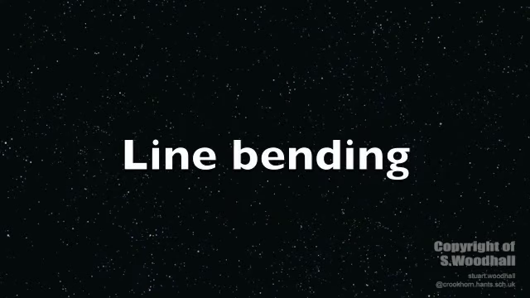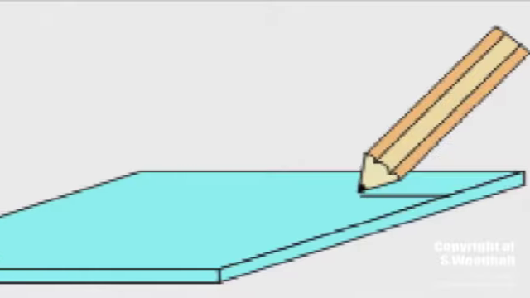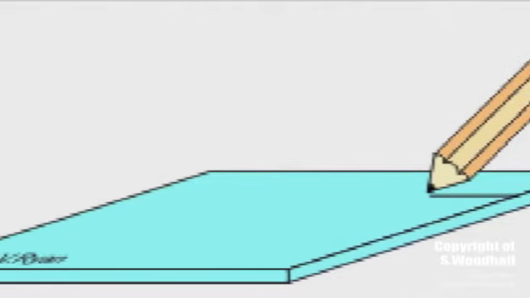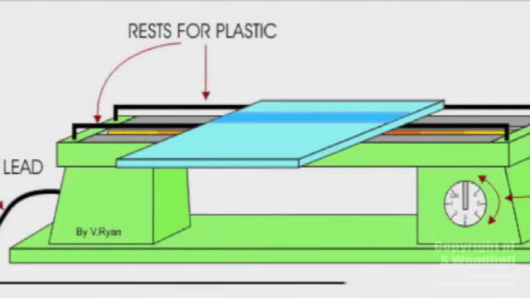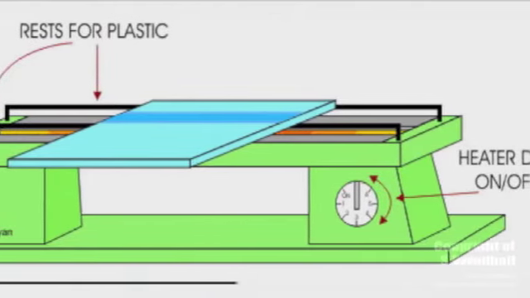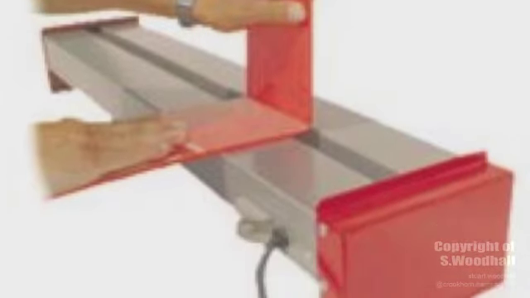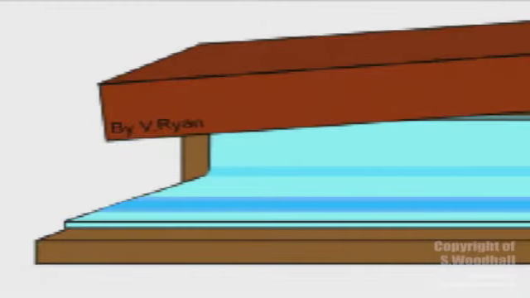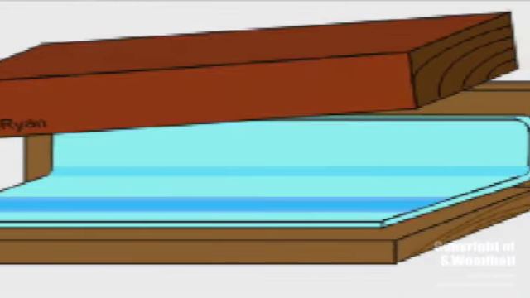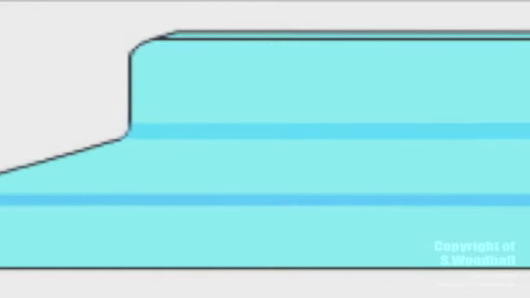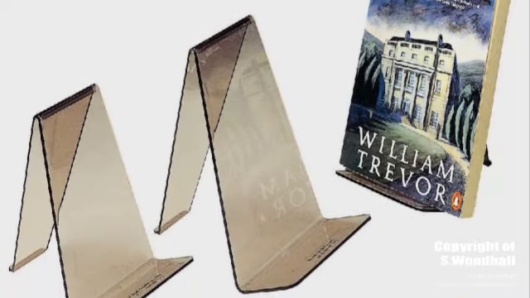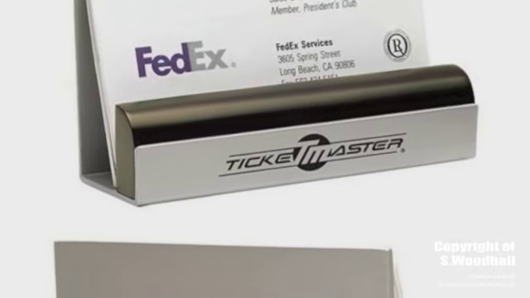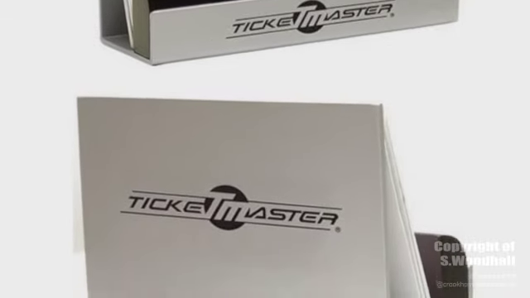The next method we're going to look at is line bending. Line bending is where you take a piece of acrylic, mark a line where you need to bend the plastic, place that lined area over a strip heater until it is flexible, and then using a mould, bend the plastic around that mould until you get the desired bend in the plastic. This method is used to make brochure, menu, and business card holders and other shop signage.